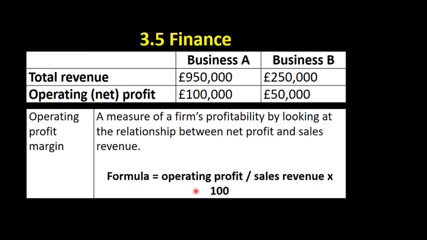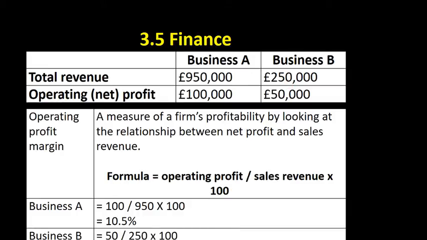So if you want to just pause the video and use this formula, you can begin to have a look at why business B might be more successful than business A. So when you use the formula, this is what you calculate. You calculate a percentage. Now, what this is telling us, when we divide 100,000 by 950,000 times 100, we get a figure of 10.5%. What percentage of this sales revenue did business A turn into profit? Well, it was 10.5%.